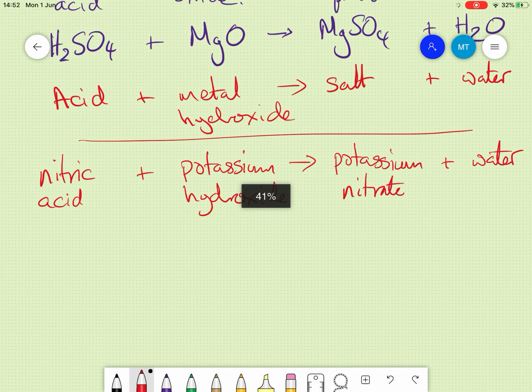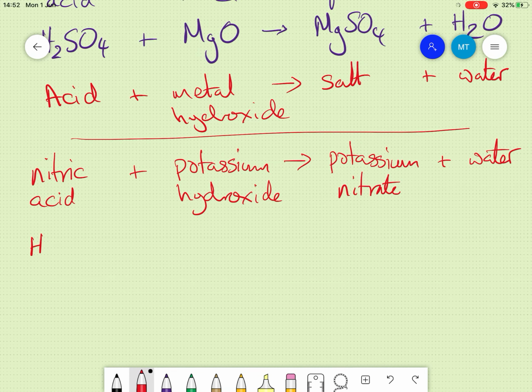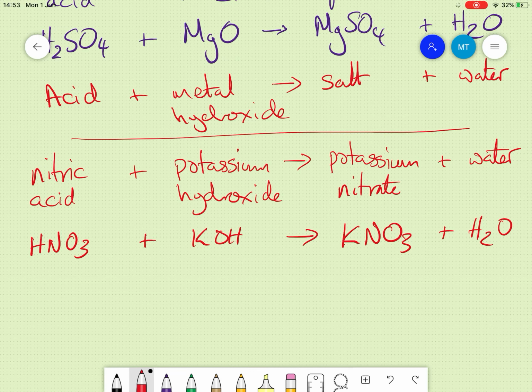If we give that an example in terms of a calculation, it is HNO3 plus KOH, potassium hydroxide, goes to KNO3 plus H2O. So it's the same product, salt plus water, as the previous one, but the ratios are often different.